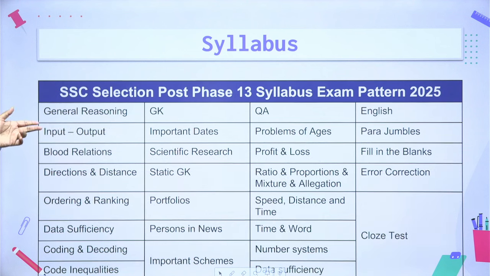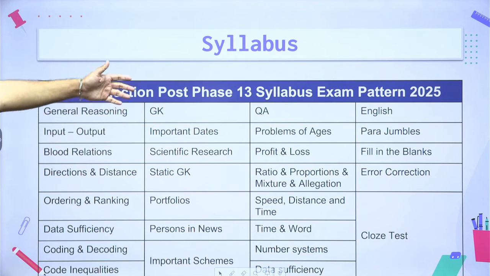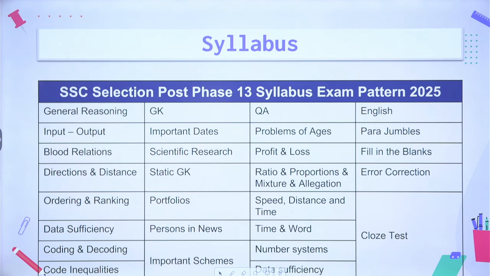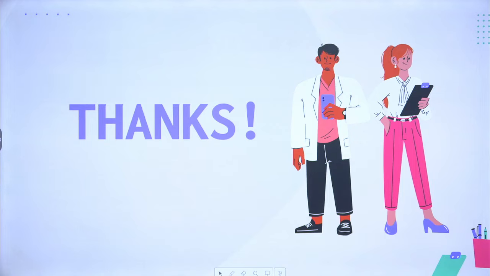And we have more of these. We have input, output, blood relations, direction, distance, order, ranking, data sufficiency, coding, decoding, code inequalities, problems of ages, profit loss, ratio, proportion, mixture, allocation, speed, time, distance, time and work, number system, data sufficiency, cloze test, fill in the blanks, error correction, para jumbles, vocabulary, everything is there. Okay, important dates, scientific research, static GK, portfolios, persons in news, important schemes.